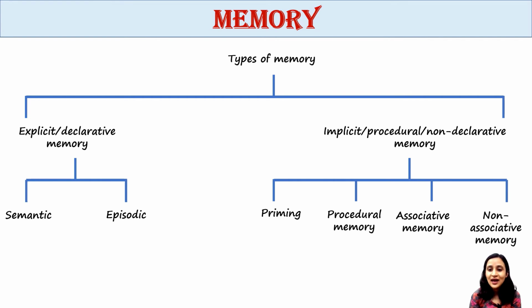Next is non-associative memory. Now, non-associative memory does not require any association between two events, unlike the last one, that is associative memory. Non-associative memory is the form of memory that habituates or sensitizes an animal's response to a stimulus upon repeated exposure.